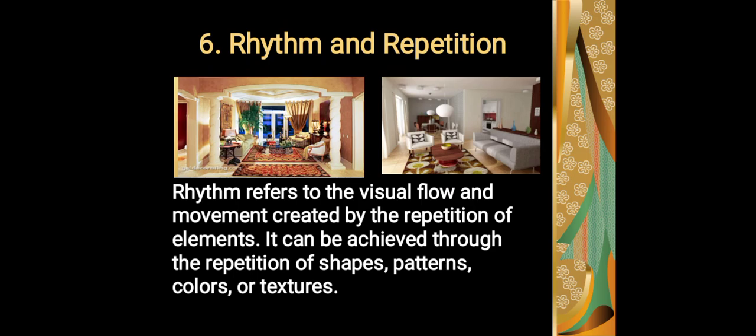So the last one, the rhythm and repetition. So rhythm refers to the visual flow and movement created by the repetition of elements. So it can be achieved through the repetition of shapes, patterns, and colors or textures. So look at the picture. This is the example of the rhythm and repetition. So the rhythm is the visual flow of movement created by repetition. So the design is repeatedly used, the repetition of the shapes, the patterns, colors, or textures.